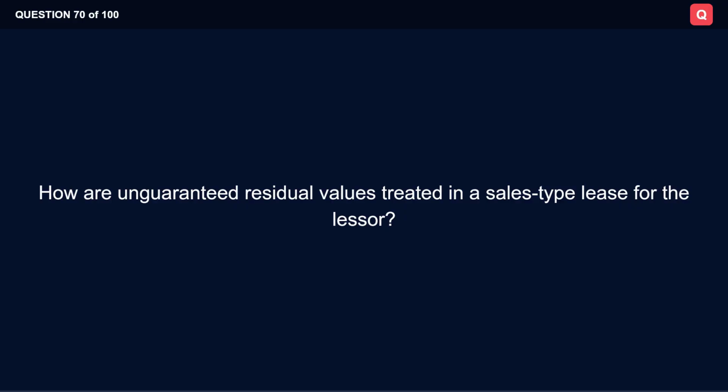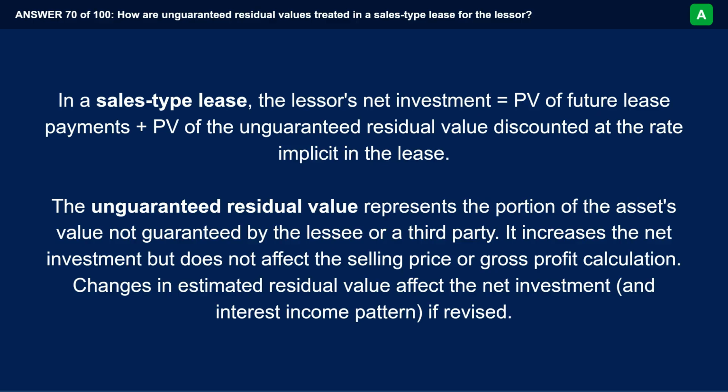How are unguaranteed residual values treated in a sales-type lease for the lessor? In a sales-type lease, the lessor's net investment equals the PV of future lease payments plus the PV of the unguaranteed residual value, discounted at the rate implicit in the lease. The unguaranteed residual value represents the portion of the asset's value not guaranteed by the lessee or a third party. It increases the net investment but does not affect the selling price or gross profit calculation. Changes in estimated residual value affect the net investment and interest income pattern, if revised.